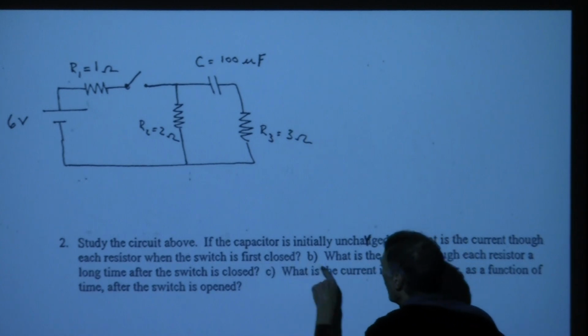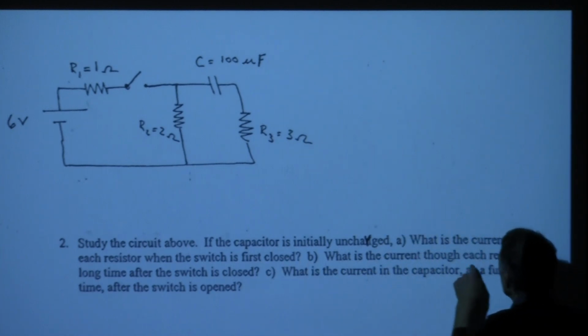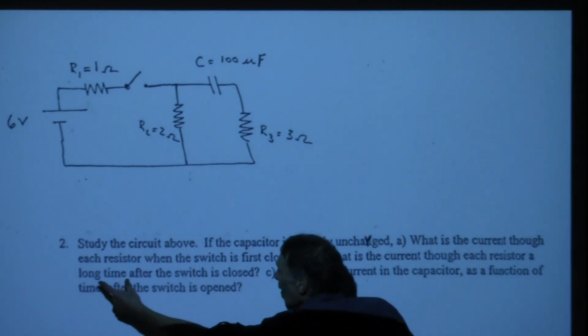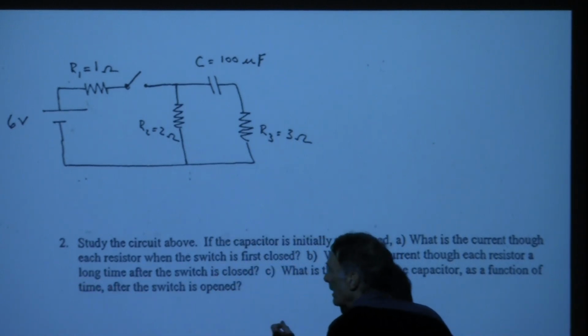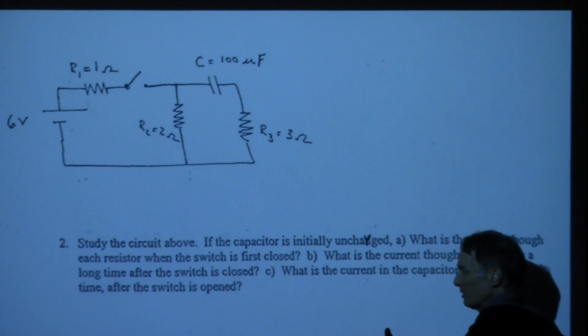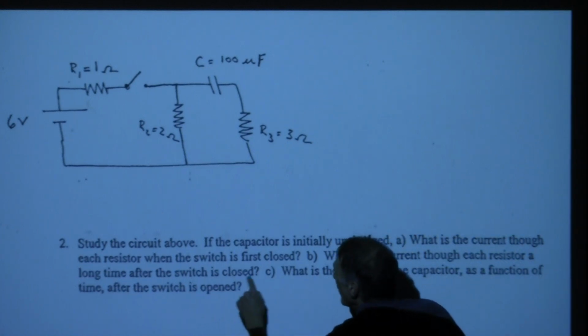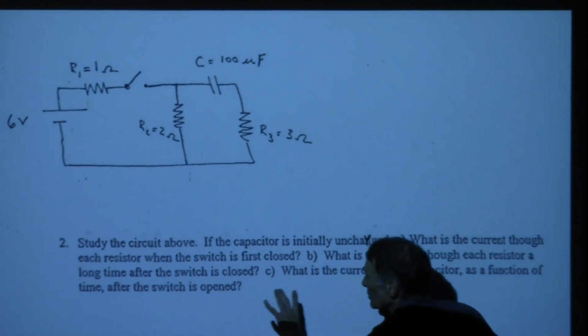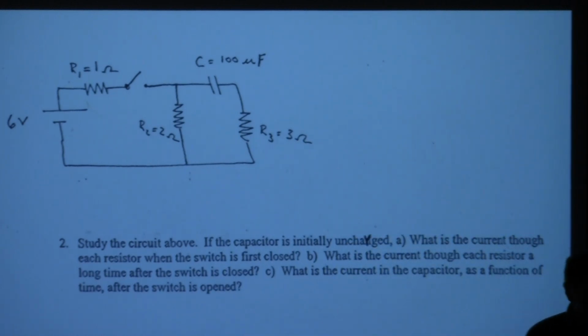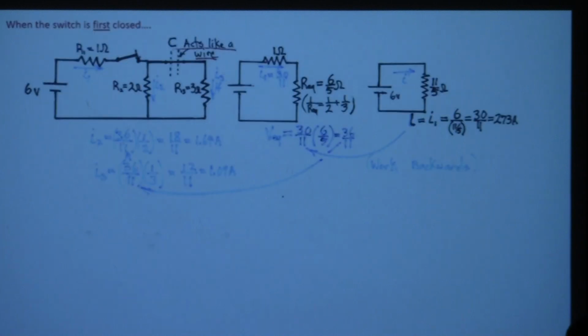That's t equal to 0. Then he says, what is the current through each resistor after a long time? This is also another key phrase here, long time, which for us means virtually infinite. What is the current in the capacitor as a function of time after the switch is opened? Let's play with these three things.